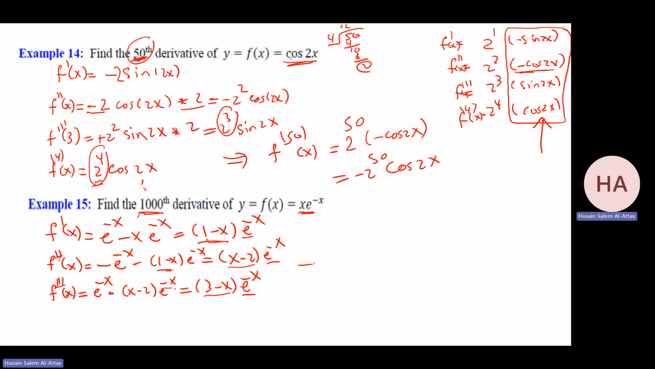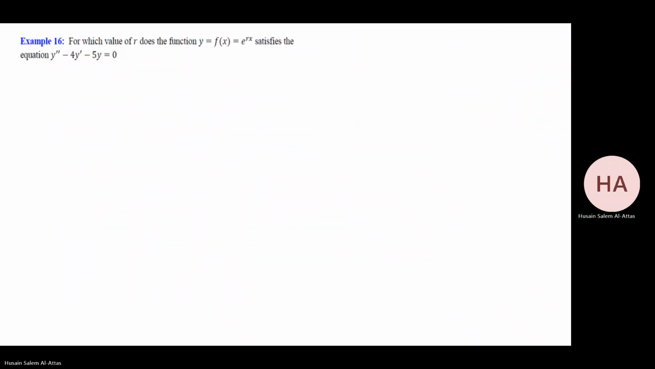What will be the 1,000th derivative? Even. So we'll go with this. It will be x minus 1,000 times e to the minus x. Yeah. Let me finish by this. Just you need to plug this. So you need to find y prime, r e to the power rx, y double prime, r square e to the power rx. Plug these there.